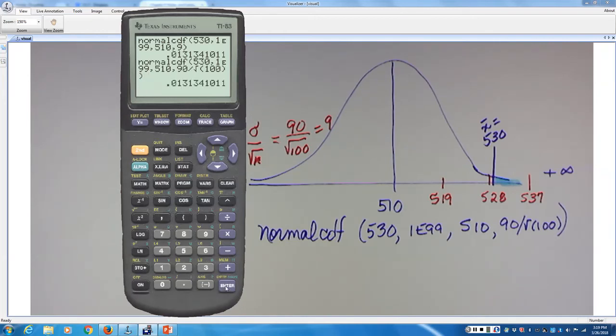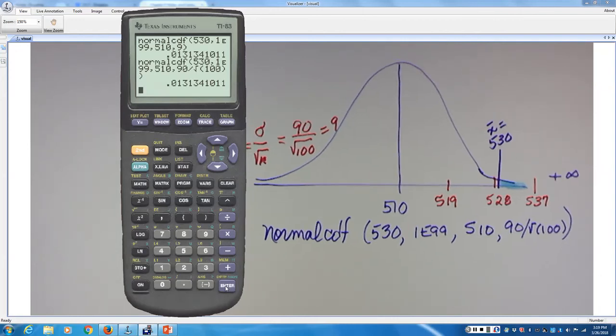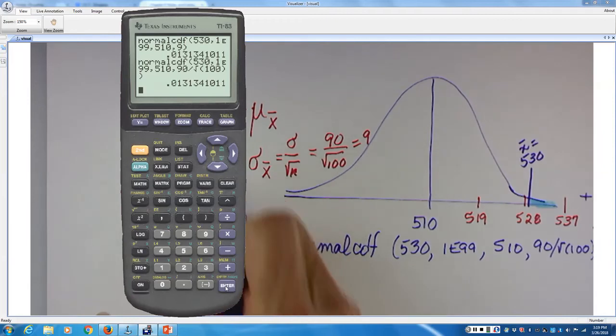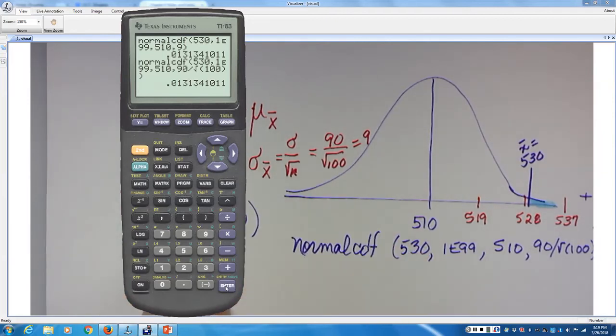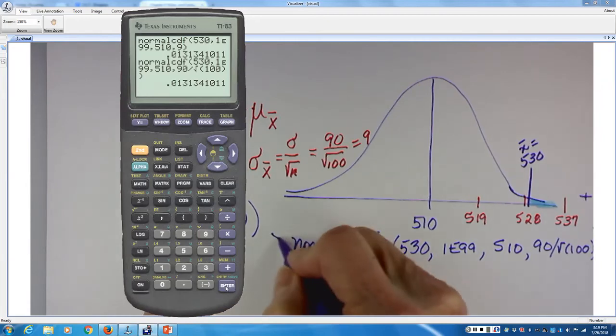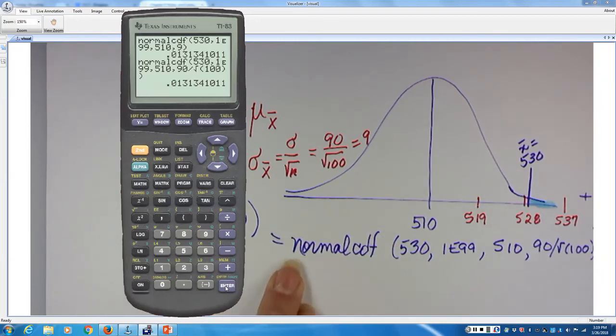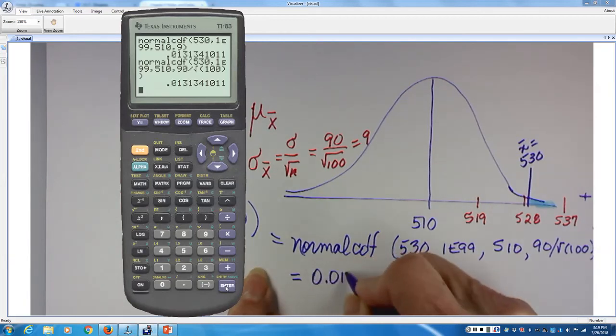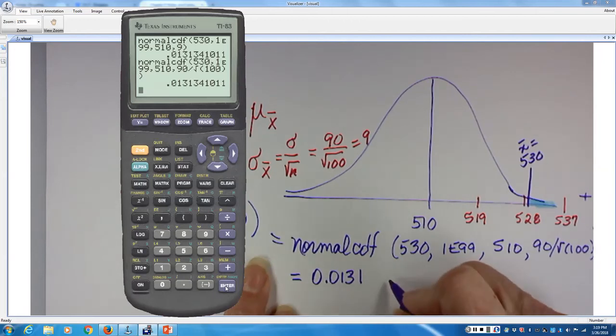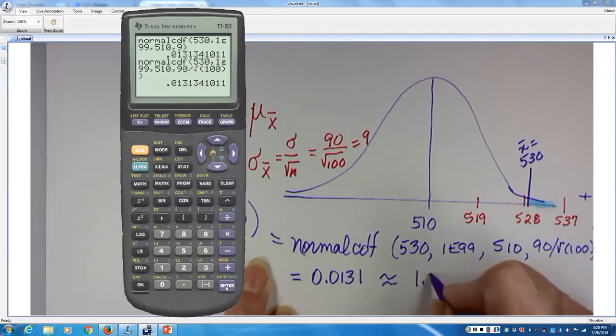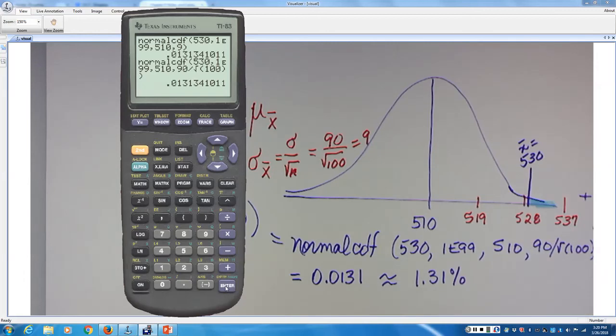And so the central limit theorem would tell us that the probability of a single package is not going to be the same as the probability of a mean of 100 packages. So the probability for the mean of 100 packages being more than 530 is equal to this probability statement in the calculator, and that actually then is equal to 0.0131. Which is only about 1.31%. So that's not a very high probability. Okay?